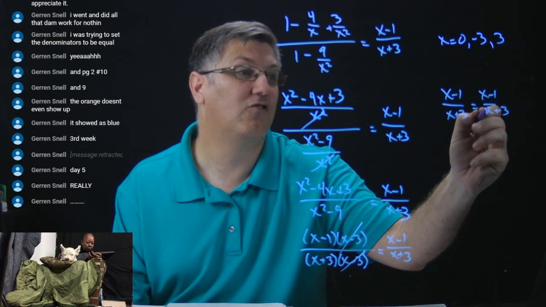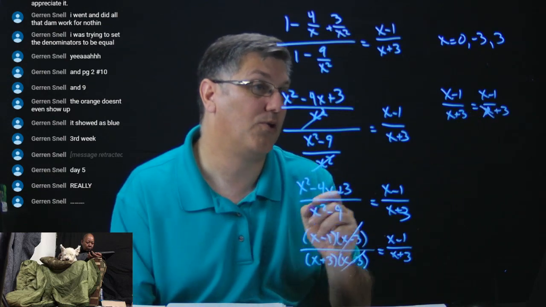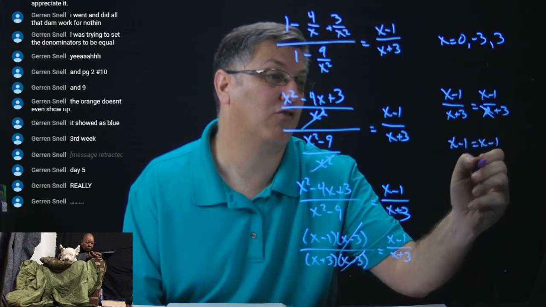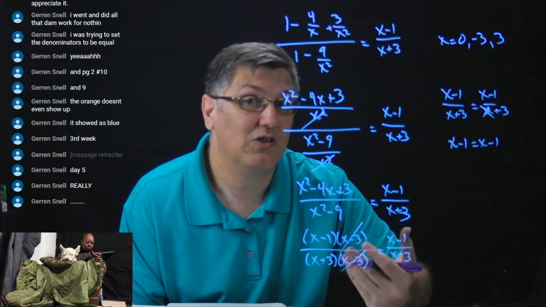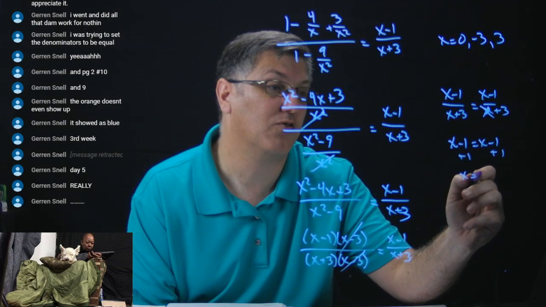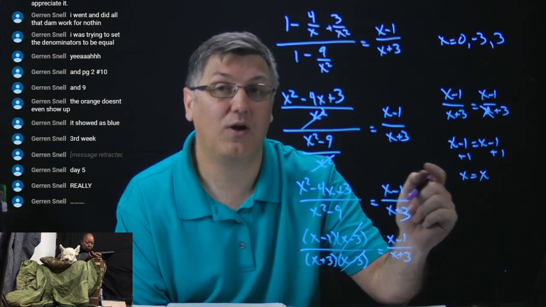All right, if you see what's happening at this point, you could stop. Or you can see you have the same denominator. You can write this as x minus 1 equals x minus 1, or you can stop. Or you can add 1 and add 1, and I get x equals x. That seems simple enough, right? What happens with x equals x?